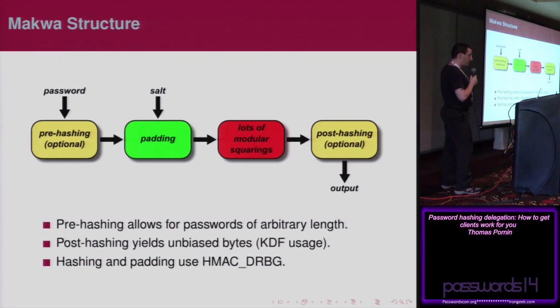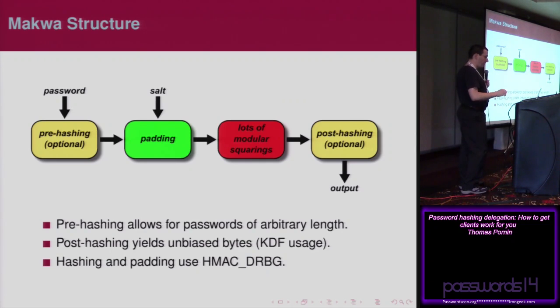Then the password, hashed or not, will be padded to turn it into an integer modulo n, and that's where the salt enters, and the padding is deterministic. Then you do the squarings, and you get on the output an integer modulo n, and possibly you hash it again if you want an unbiased output. That's a key derivation function usage. So with post hashing, you can get the output of the length you want, so it can be short or long, and it's unbiased, so you can use it for symmetric encryption or MAC or whatever.